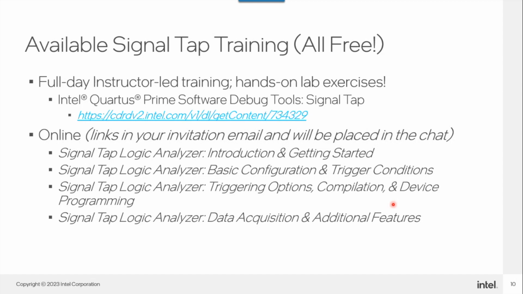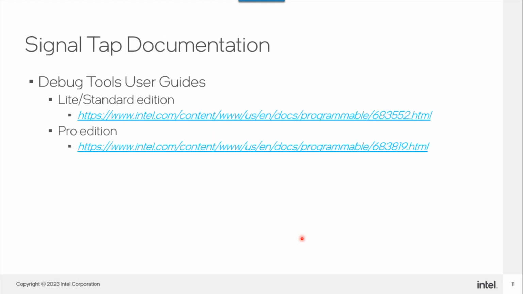I also have a ton of additional e-learning available for it. I have a whole series from start to finish about using SignalTap that was actually just recently updated. So it's got some good stuff there that you can check out. And then, of course, documentation. So the debug tools user guides are the way to go. There's a version for standard and there's a version for pro.